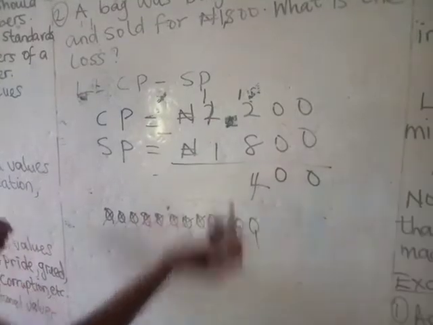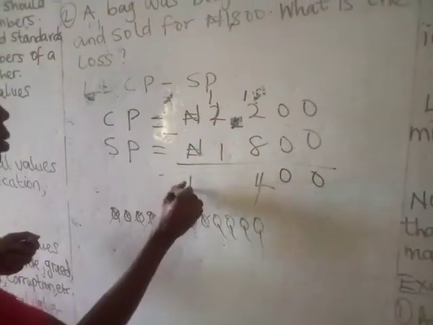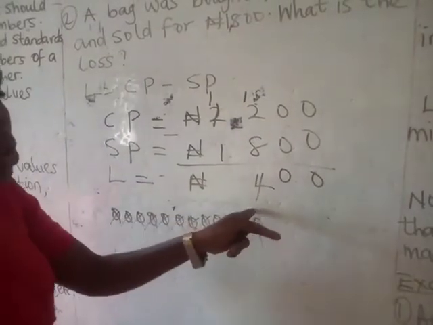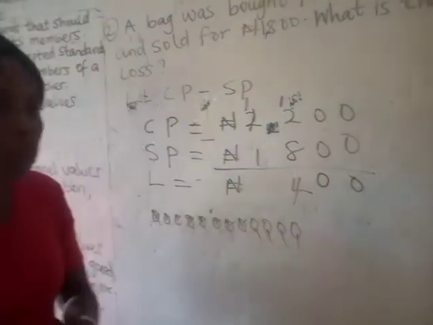1 take away 1 is 0, so we don't need to write it there. Okay, so our loss is equal to 400 naira. Alright, I hope this will help you to do the homework better.